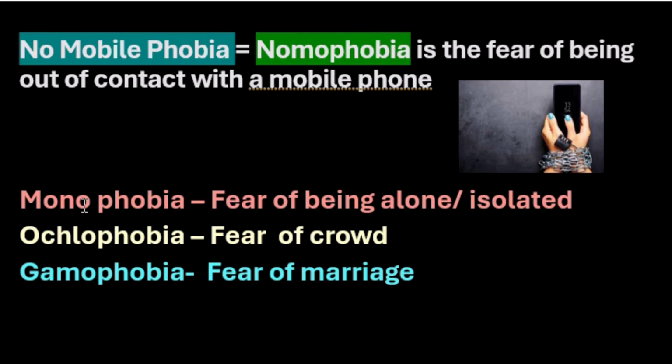See, these words are similar, nomo and mono. So be careful about this kind of similar words to identify them correctly and lock in without error. Monophobia is fear of being alone or isolated. Oculophobia is fear of crowd, and gamophobia is fear of marriage. Gami is marriage, so gamophobia is fear of marriage. How to remember with this kind of tips.